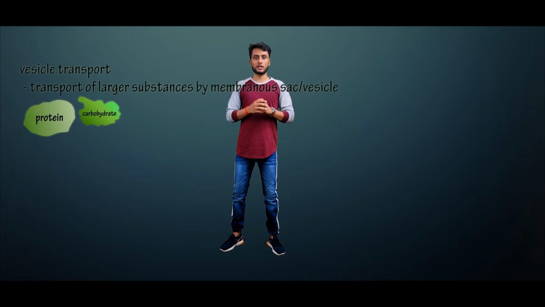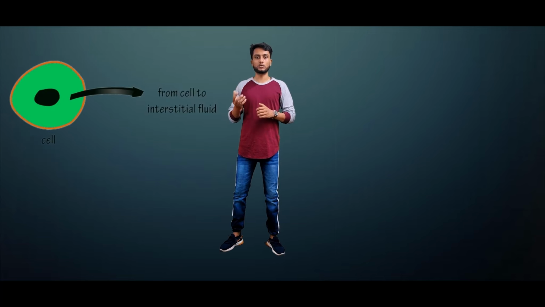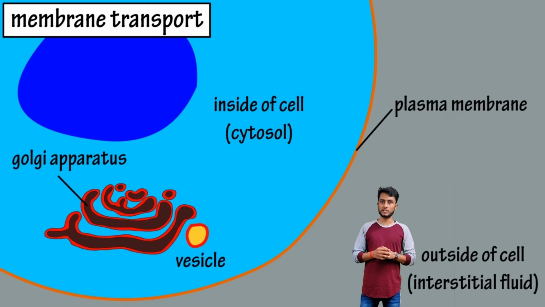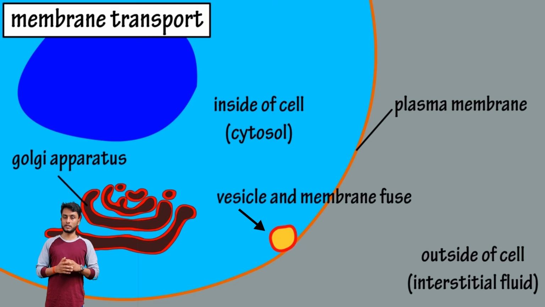It includes the movement of larger substances into a sac-like structure known as a vesicle. Example, movement of proteins or carbohydrates. It is also of two types, that is endocytosis and exocytosis. During exocytosis, the materials are exported outside the cells. This process starts in the Golgi apparatus, where a membrane is formed and all the materials which need to be transported are packed inside it. The vesicle gets fused with the membrane lipid bilayer and contents of the vesicle are released outside the cell.